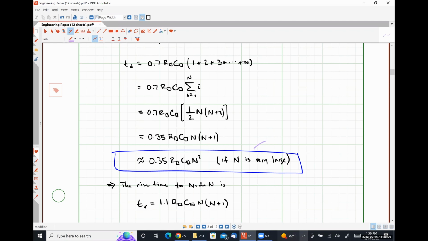If we broke this up, we could have this look like 0.35 times R square N times C square N. What does R square N represent? It's the sheet resistance times the total number of squares, so it's the overall resistance. What does C square times N represent? The total capacitance.